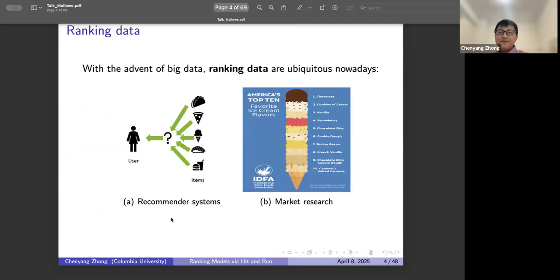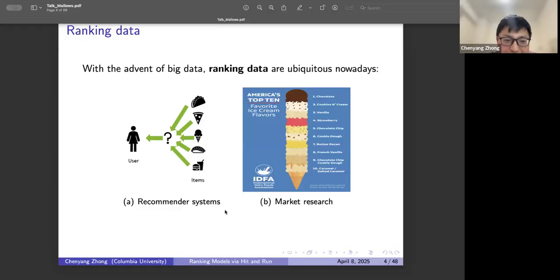Okay, so let me start with ranking data and the ranking model that we consider. With the advent of big data, we have a lot of data available to us, and especially with the advent of large language models, we need to analyze all those complicated data. And ranking data are quite ubiquitous nowadays. So I have listed a couple of examples here.